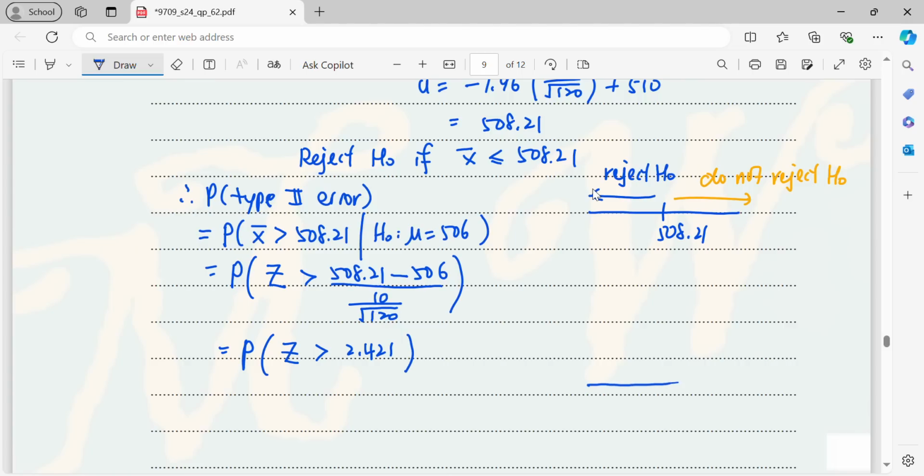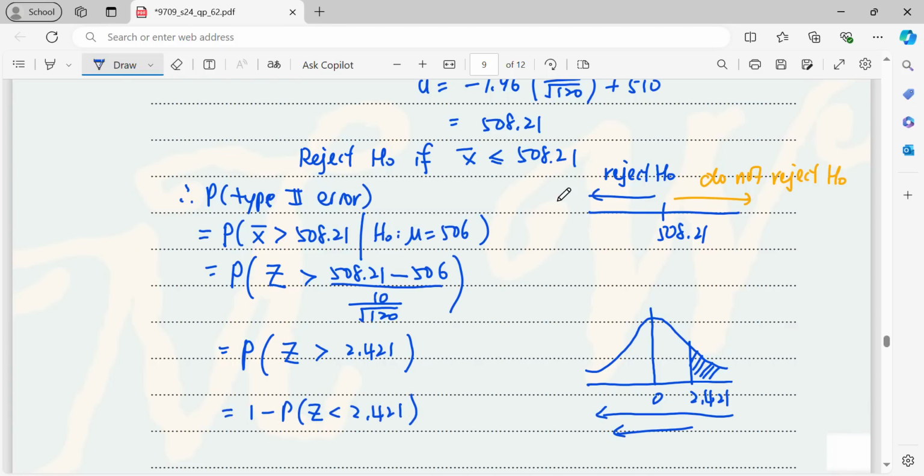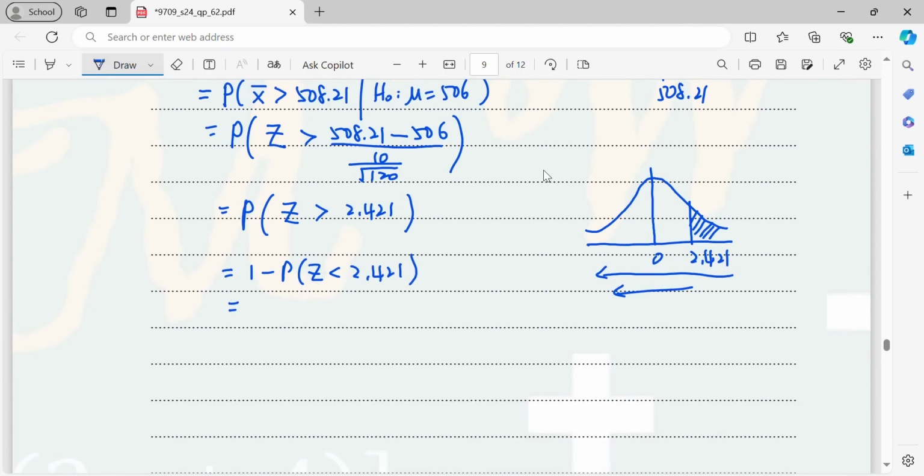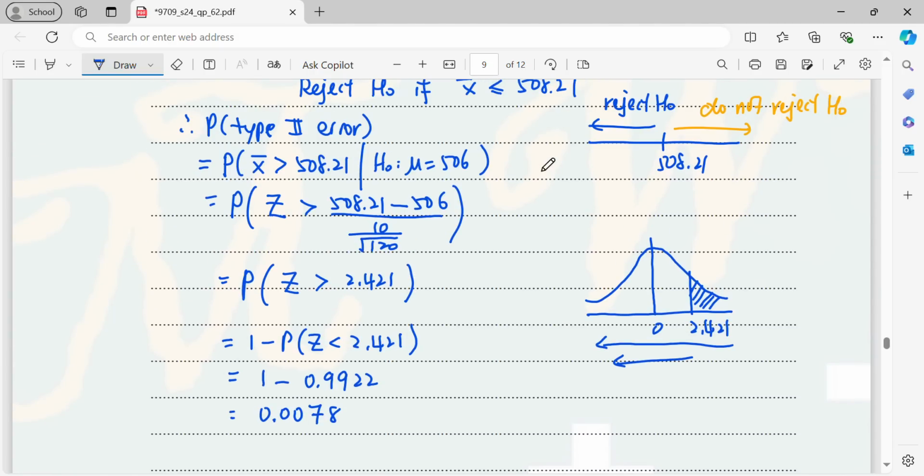Okay, so now sketch a graph. Once you have standardized, always sketch a graph. So here is 0. 2.421 is on the right side, and this is greater than, means the region towards right side. So it will be total probabilities 1 minus all the previous probabilities. So here I will write equals to 1 minus P Z less than 2.421, and then get the probability from the table. So this is going to be 1 minus 0.9922. So final answer 0.0078. So that's the probability of making type 2 error.